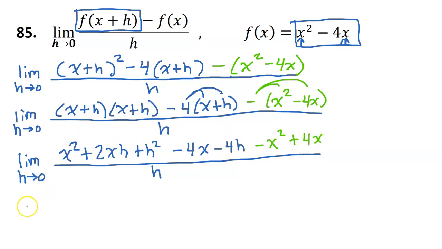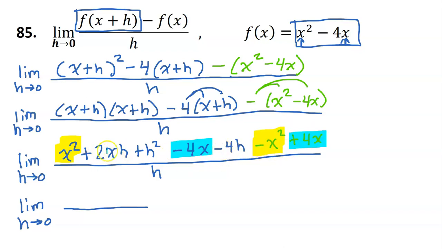So let's recopy and look for how much will cancel. So the limit as h approaches 0. We have x squared and we have a minus x squared. Those are going to cancel out. What else? We have minus 4x and a plus 4x. Those are going to cancel out. That's all I can see that will cancel. So what we have left is 2xh plus h squared minus 4h all over h.